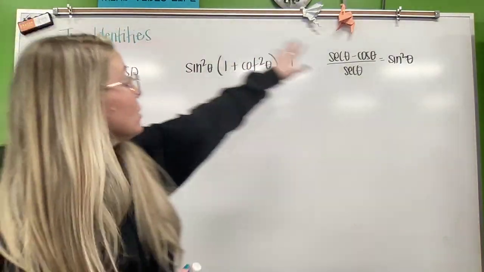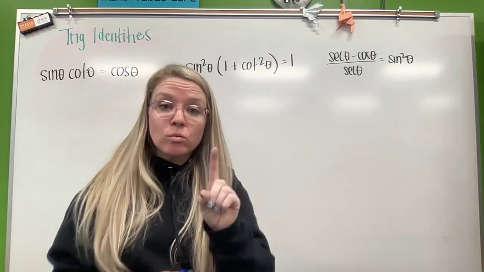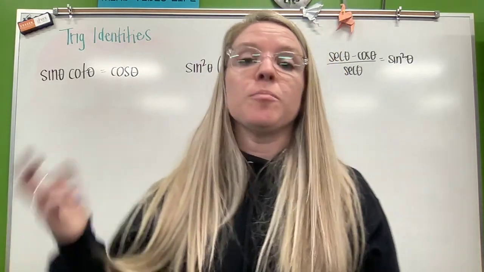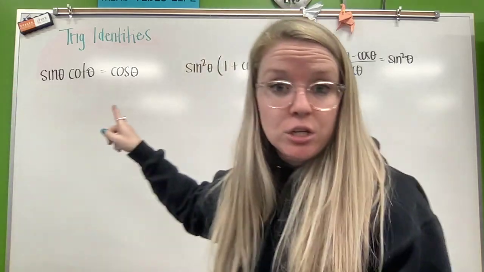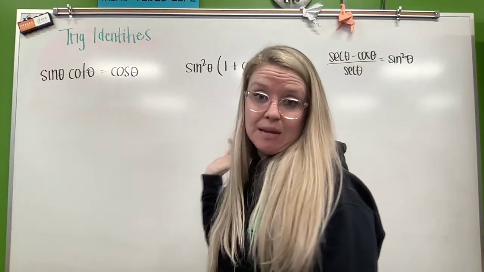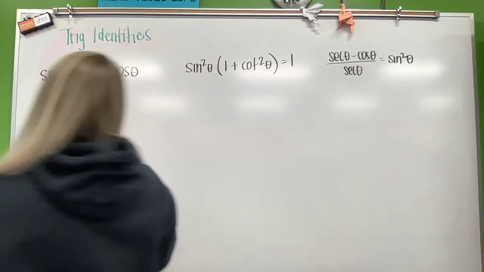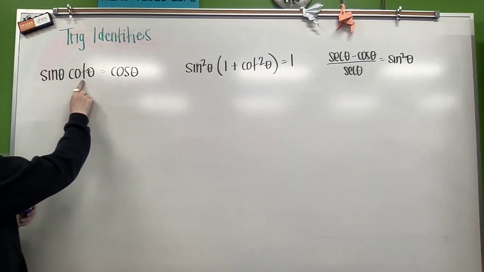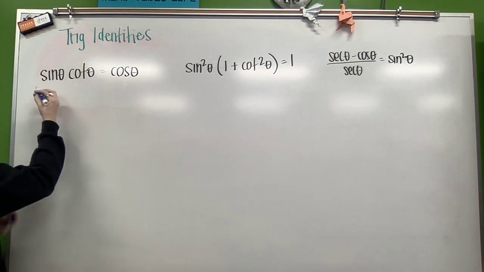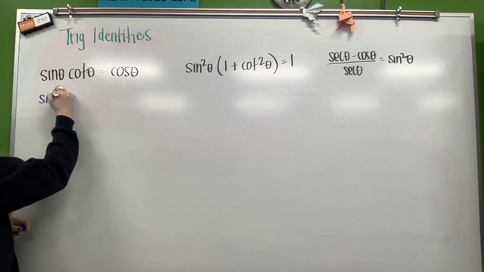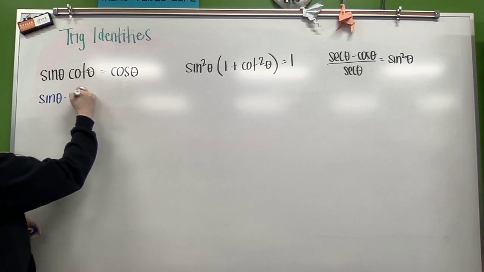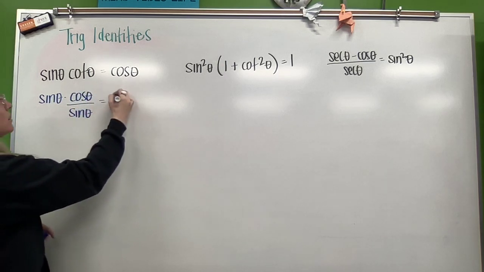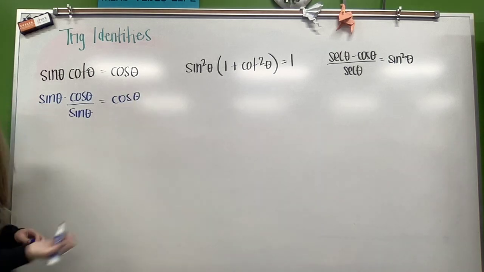So I've got two harder ones set up here. I can only deal with one side at a time. So using the identities from the previous video, I'm going to use those to verify these statements. Okay? So here, what I'm going to do is change this cotangent to cosine over sine. So the sine of theta times cosine theta over sine of theta equals cosine theta.